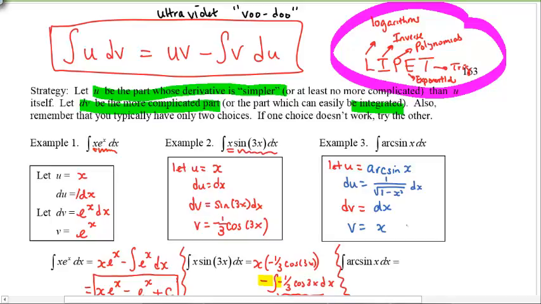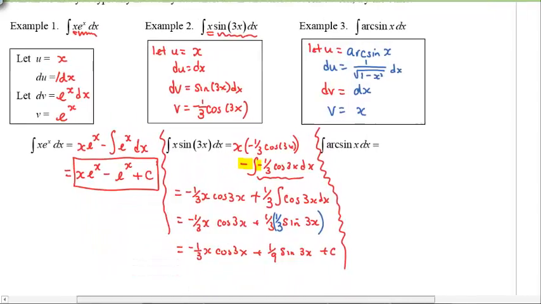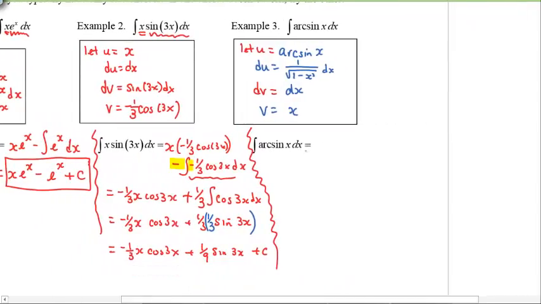So now that you have your components, you are set to go and solve. Here we go. uv, that's arc sine x times x. I'm just going to put the x in front. Looks kind of weird with x and x like that. I'll move it to the front in my next line. Minus the integral of v du. So x times du, which is 1 over the square root of 1 minus x squared dx. Can I write this a little bit nicer and just say x over the square root of 1 minus x squared dx?